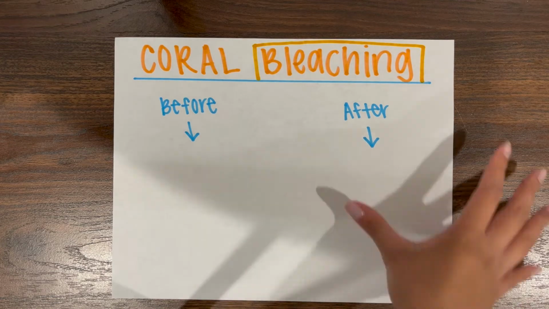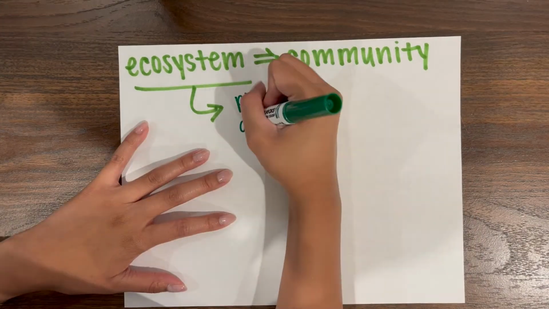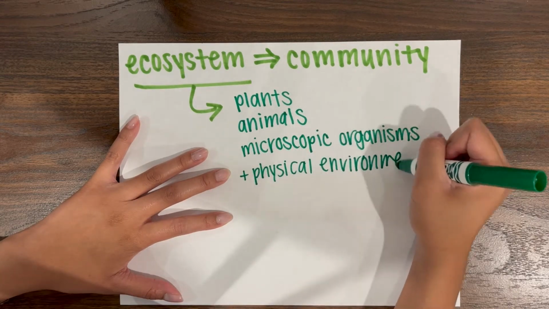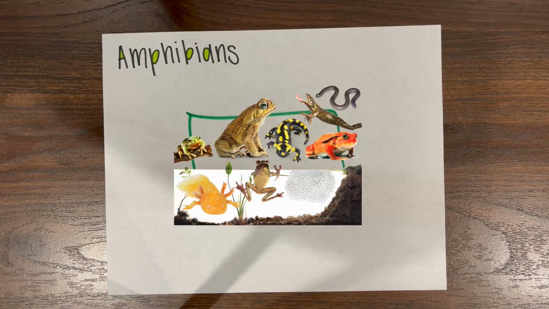with the coral. As you already know, an ecosystem is more than just a setting. It is an interdependent community of plants, animals, and microscopic organisms, as well as their complex physical environment. A class of animal species that could be lost are amphibians.